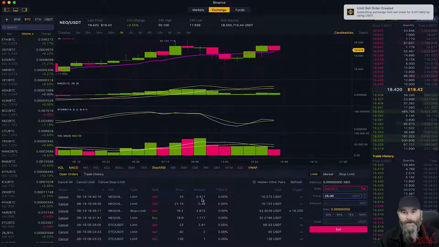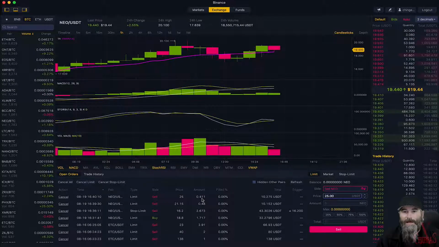And now what you're looking at is the plan in effect. So we had our buy at 18.8. Okay, we have a stop loss at 16.2. We have our first profit target of 21.15, and then we have our second profit target at 25.